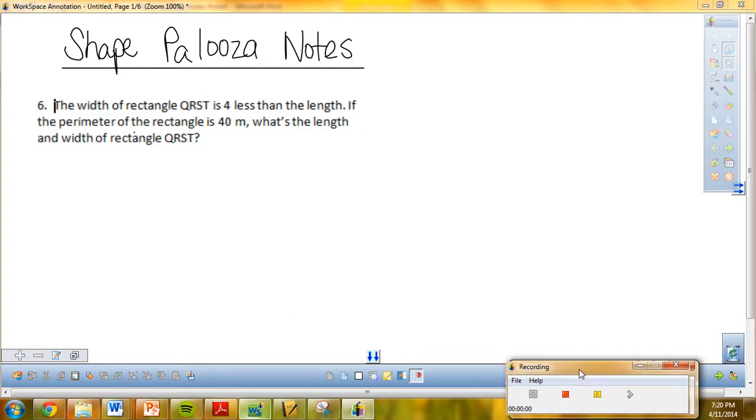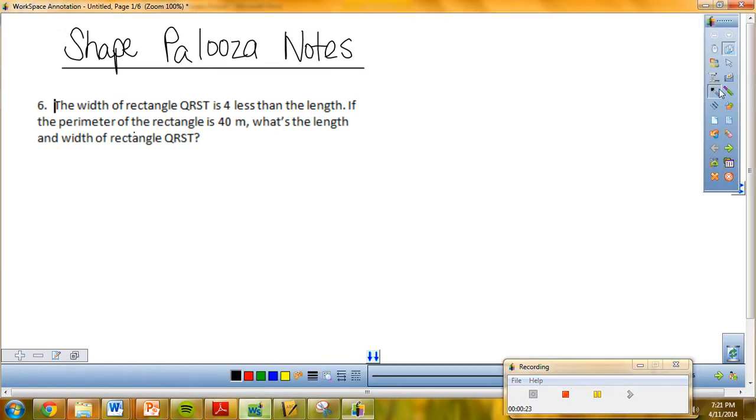Okay, so we are going to take notes on what we're going to call shape Palooza. Basically, in geometry, we have learned a lot about shapes, and we want to go over all of the different types of problems you can see and different ways that we can use these shape properties and shape rules. So, we are going to actually teach several of the problems from the spring break packet.